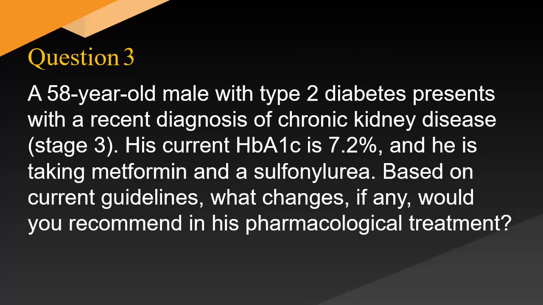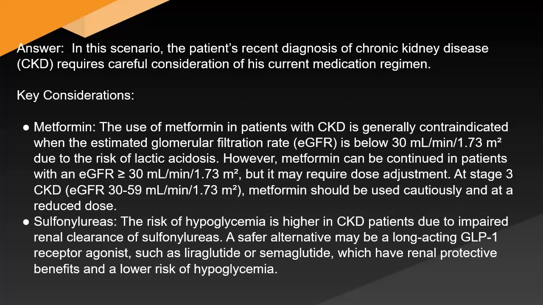A 58-year-old male with type 2 diabetes presents with a recent diagnosis of chronic kidney disease, stage 3. His current HbA1c is 7.2% and he is taking metformin and a sulfonylurea. Based on current guidelines, what changes, if any, would you recommend in his pharmacological treatment? Answer: In this scenario, the patient's recent diagnosis of chronic kidney disease (CKD) requires careful consideration of his current medication regimen.